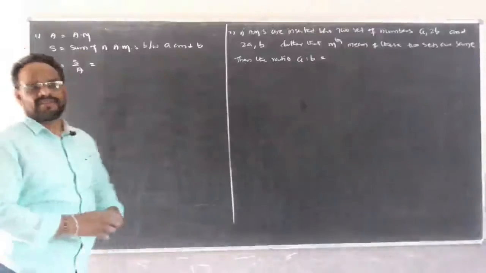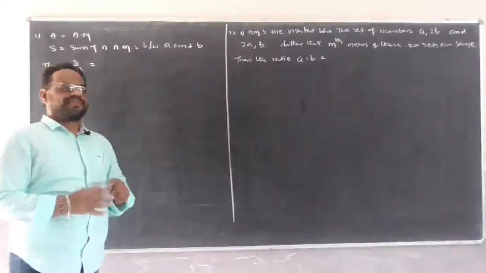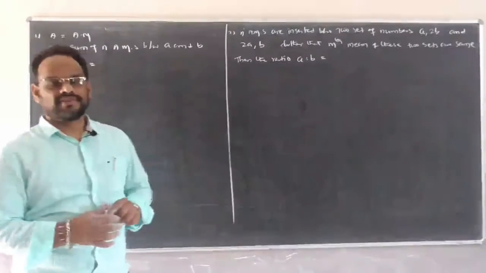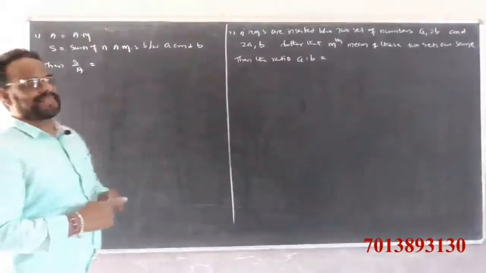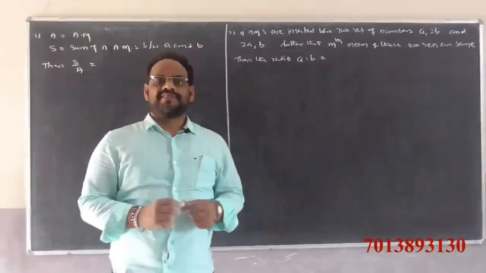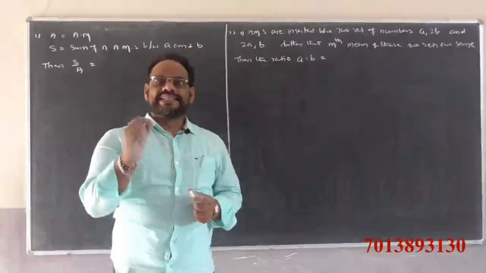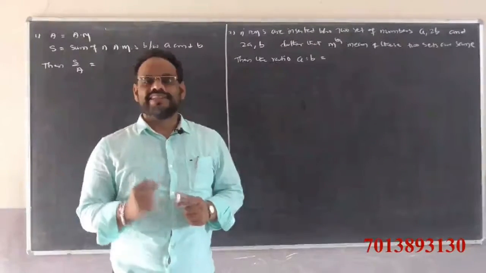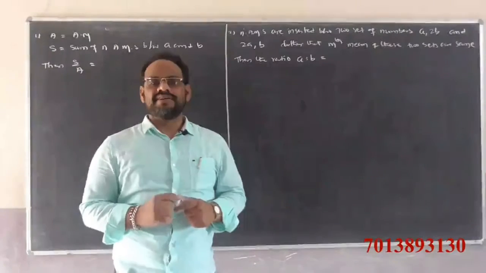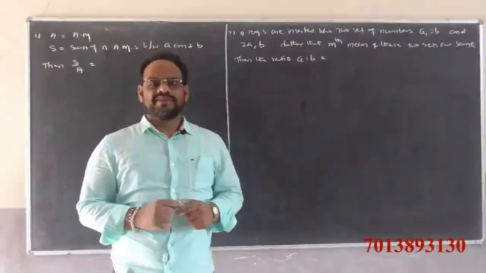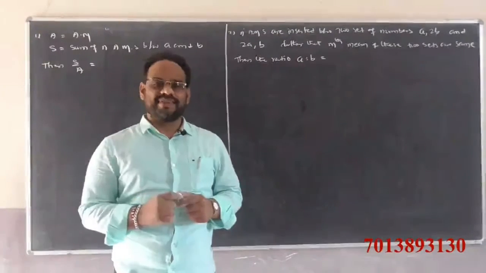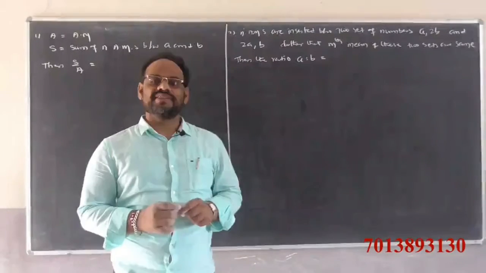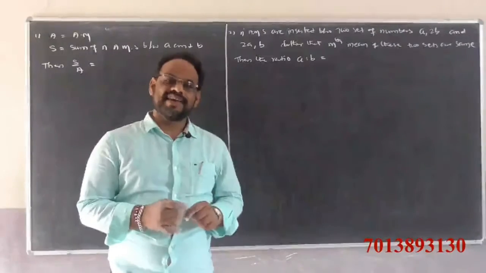Okay, this is level 1 conceptual questions. This is the first one. Capital A denotes the single arithmetic mean between A and B. Capital S denotes the sum of n arithmetic means between A and B.